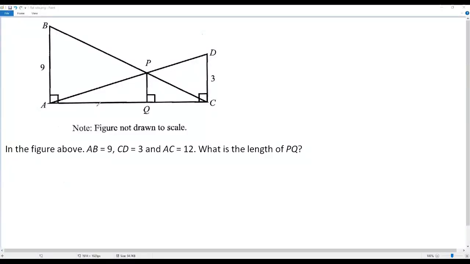Here we have a SAT math problem. Okay, let's go to the question. There is a figure given over here. In the figure above, AB equals 9, CD equals 3, and AC equals 12. What is the length of the line segment PQ over here?